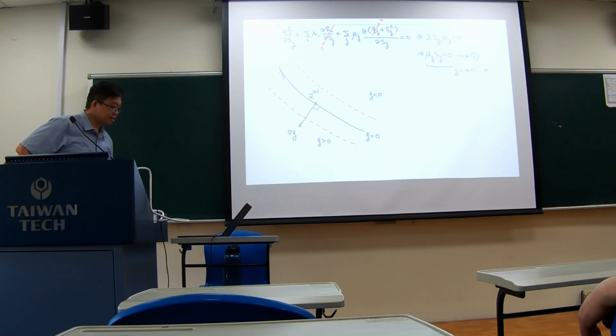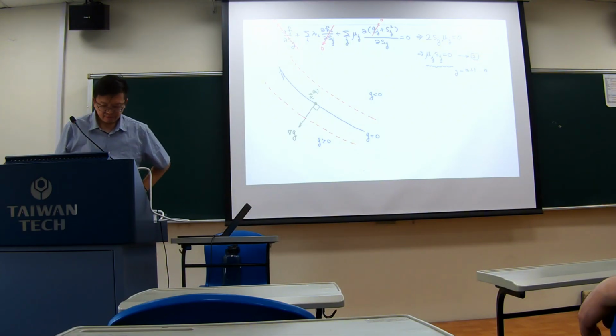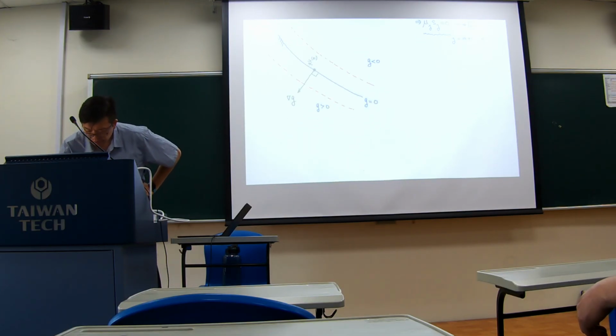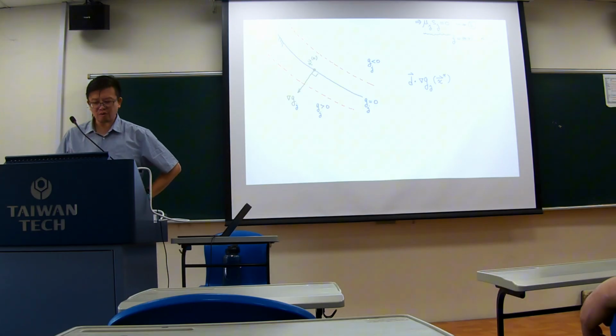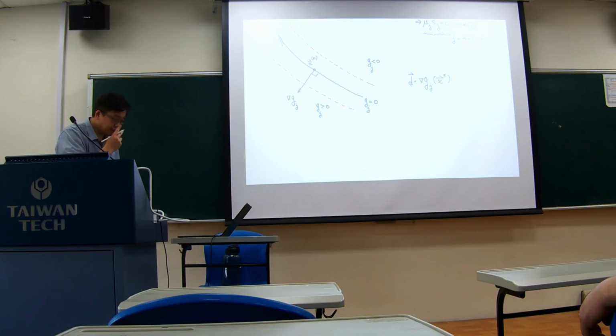And we would like to see what's the rule for feasibility. So what we're interested in is the d dot gradient of Gj at the optimal. Should it be equal to 0, or positive, or negative? That's what we are trying to investigate.